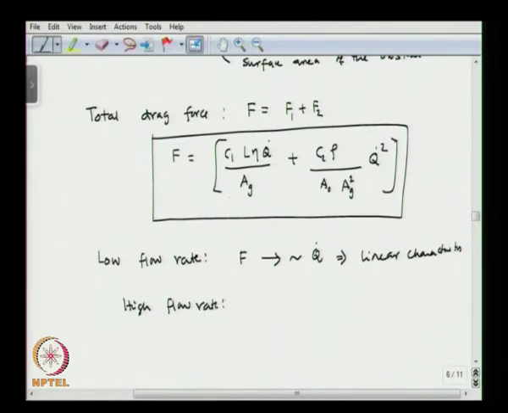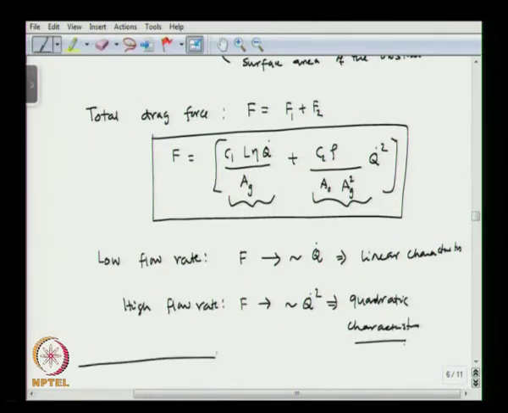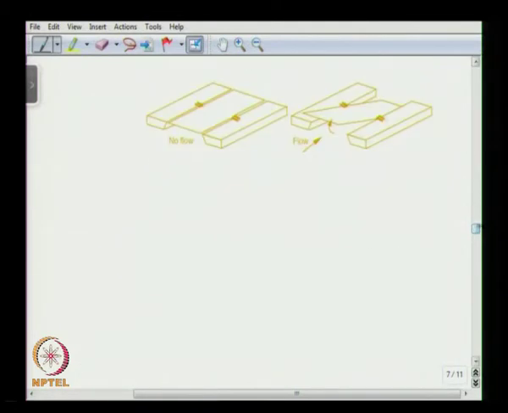So, at low flow rate this term is going to be dominant, and at high flow rate this term is going to be dominant. So, this will vary as q dot square. So, the sensor will have a quadratic characteristic, okay. So, with that let us talk about the lift force flow sensor.